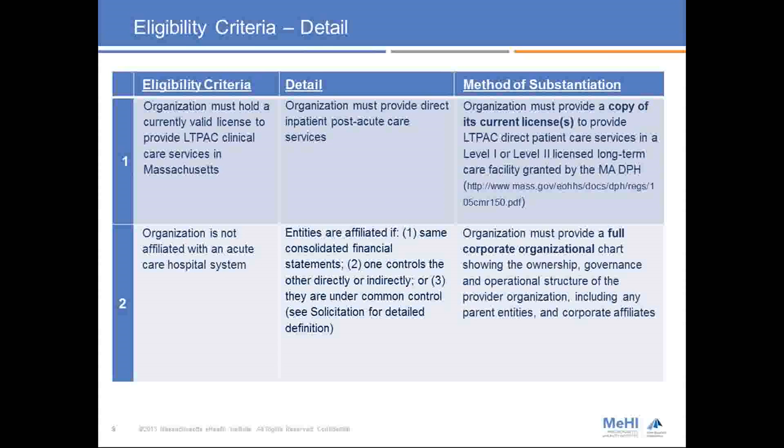The second eligibility criteria is that the organization must not be affiliated with an acute care hospital system. Entities are deemed to be affiliated for the purposes of this solicitation if their financial statements are part of the same consolidated financial statements under generally accepted accounting principles, one controls the other directly or indirectly within the meaning of federal securities law, or they are under common control within the meaning of the federal securities law. A complete corporate organizational chart must be included with the application.